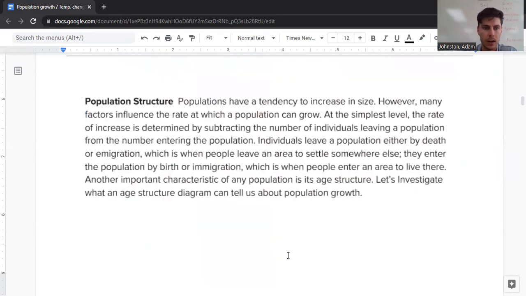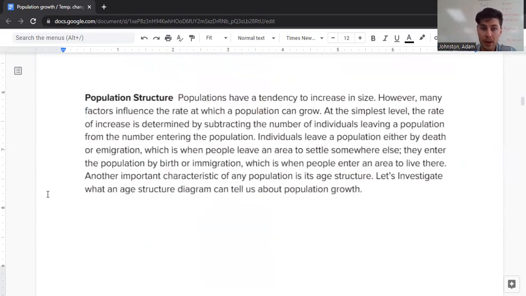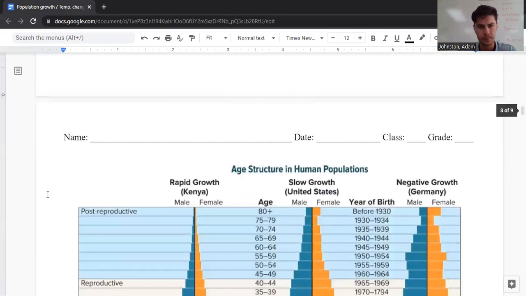Here we have a paragraph describing the importance of youth. Essentially, populations grow. The way we measure that is by people arriving in a new place or being born will increase the population. People dying or leaving a place will decrease the population.